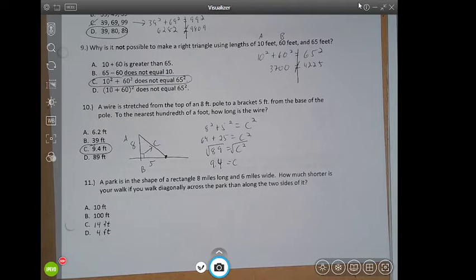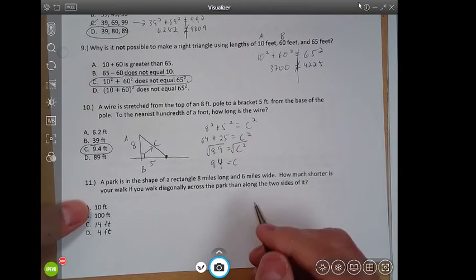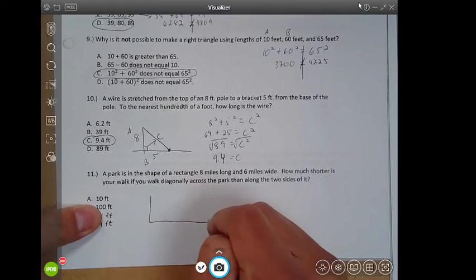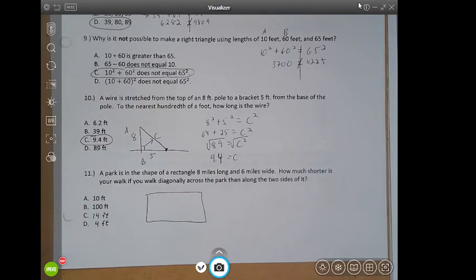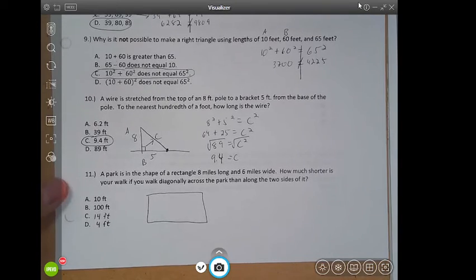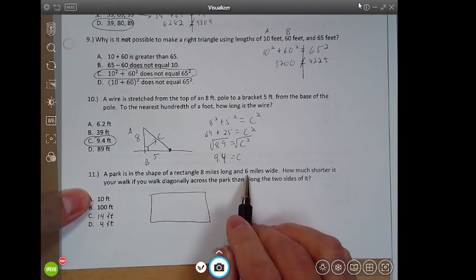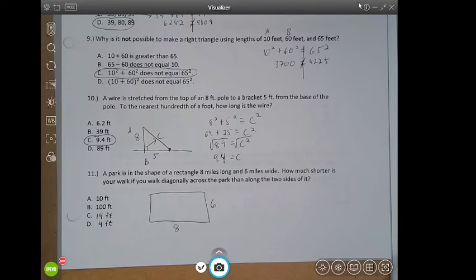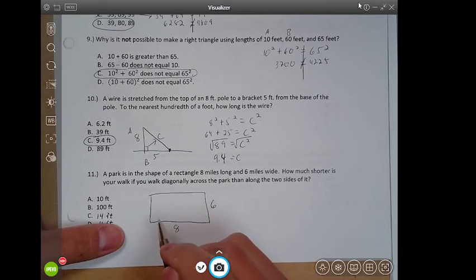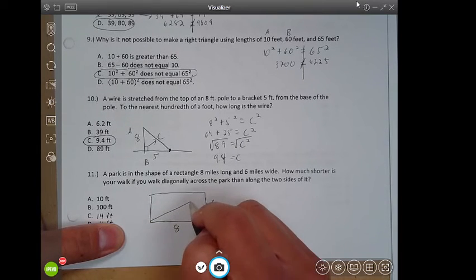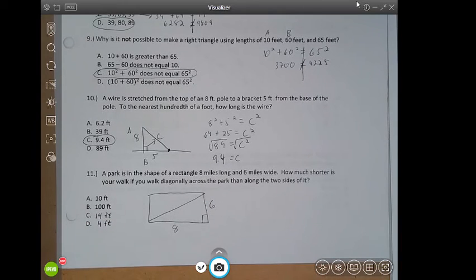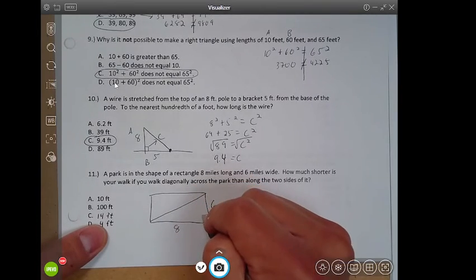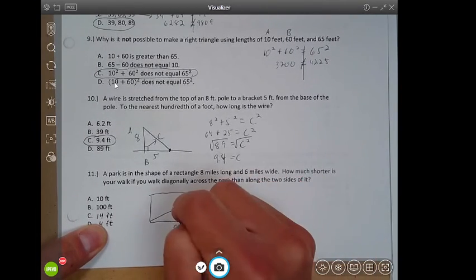A park is in the shape of a rectangle. I'm going to draw a rectangle. It's 8 miles long and 6 miles wide, so I'm going to draw 8 and 6. How much shorter is your walk if you walk diagonally across the park instead of along the two sides of it? Let's find that distance. I'm going to look for C first, the opposite side, side C.